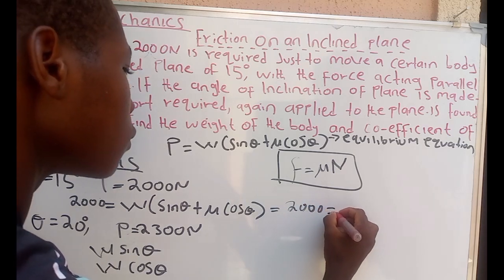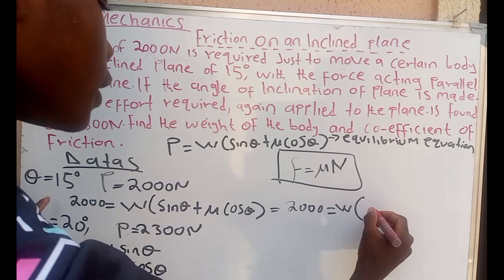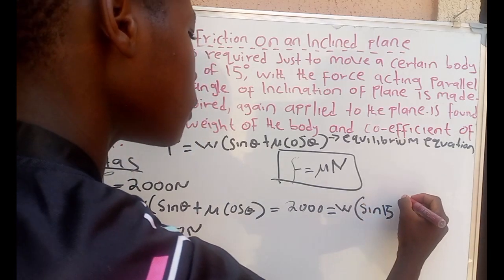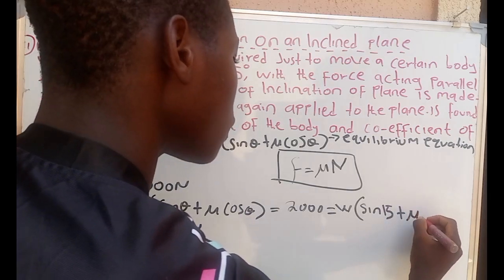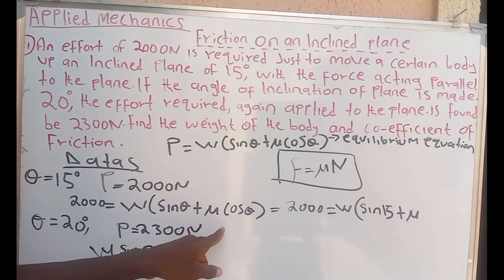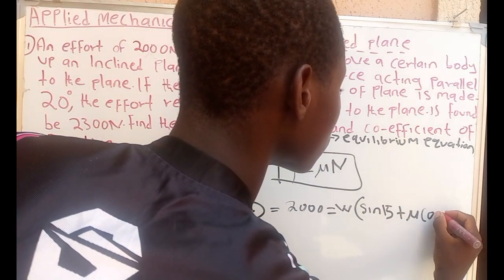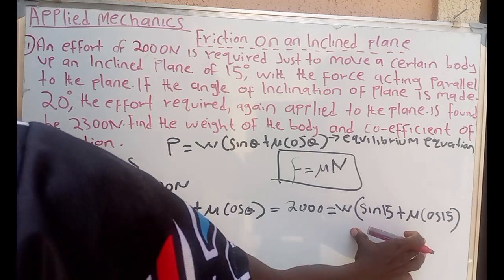2000 equals W times sine 15 degrees plus the coefficient of friction multiplied by cos 15. So here is the first equation.